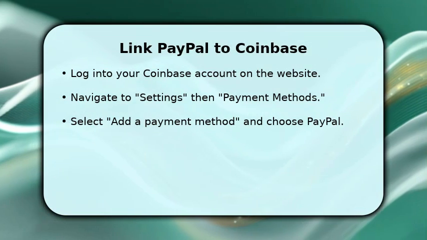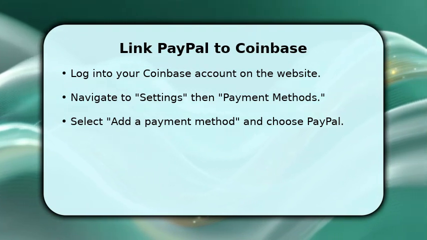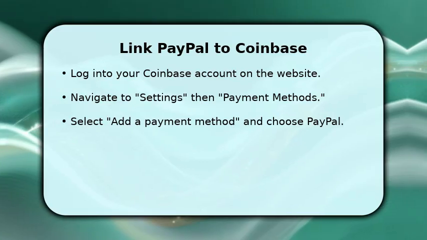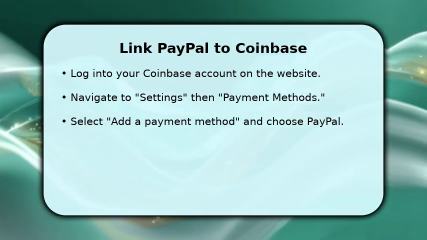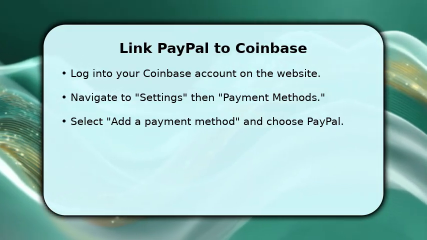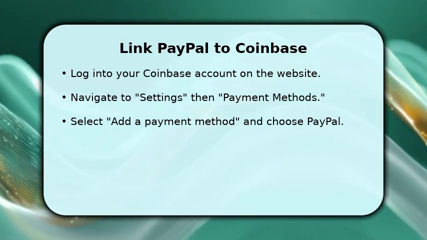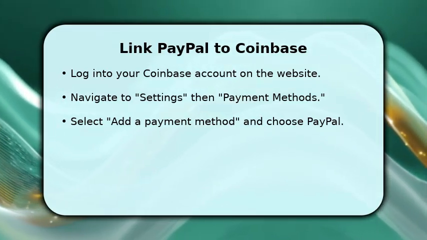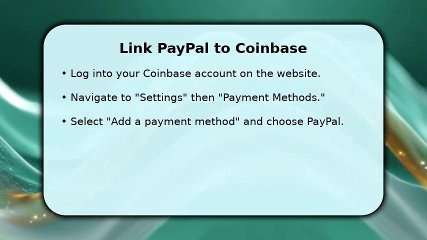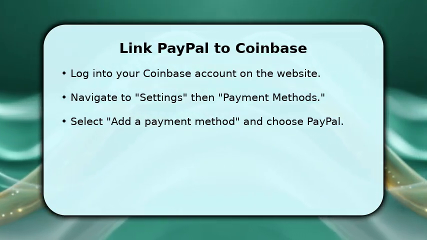To link your PayPal, start by logging into your Coinbase account on a web browser. Once logged in, find the Settings menu, usually located in the top right corner. Within Settings, click on Payment Methods. Here, you'll see an option to add a payment method. Select this, and then choose PayPal from the list of available options. You will be redirected to PayPal to authorize the connection securely.